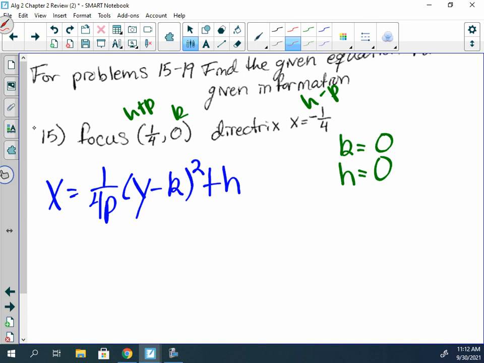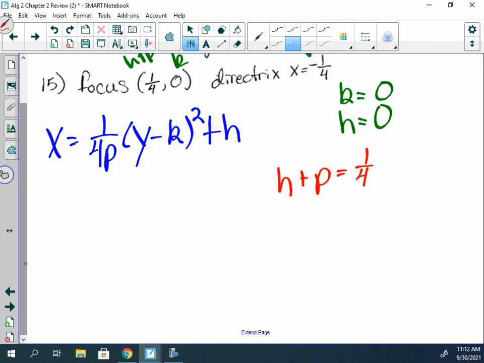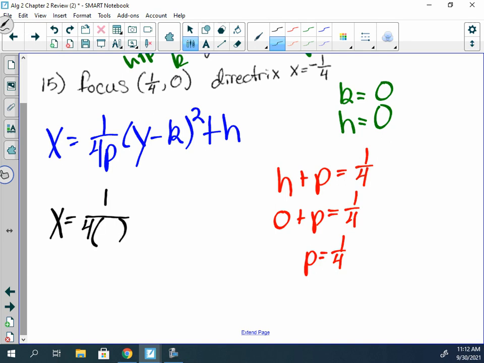Now we need to find the value of p. Now we do know h, so it doesn't matter which one we use, because I could say h plus p is equal to 1/4. Well, what's the value of h? 0 plus p equals, so p is 1/4. Any questions on how we found the values of h, k, and p before we plug back in?